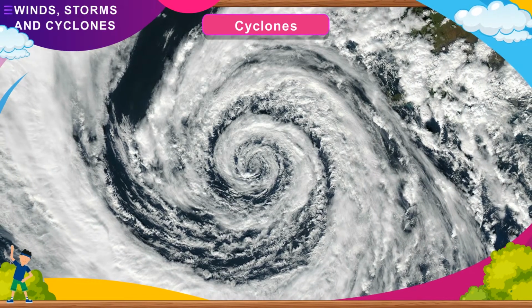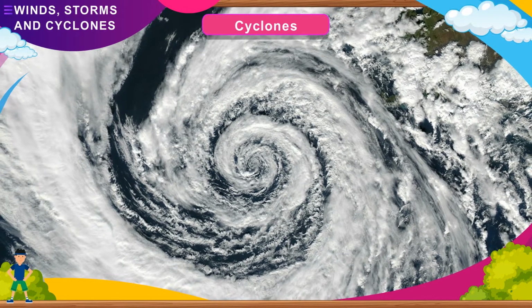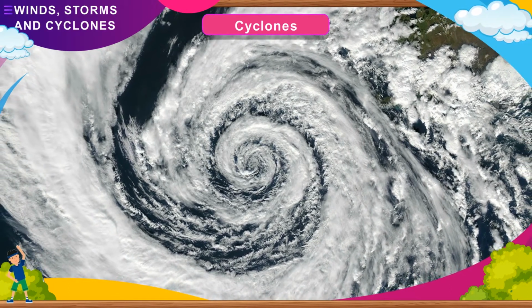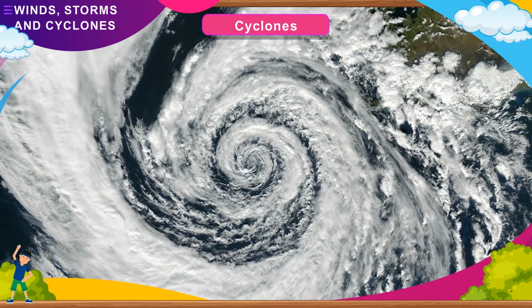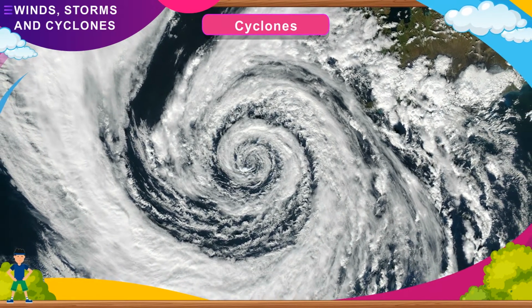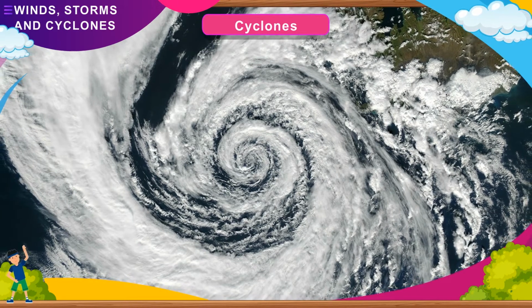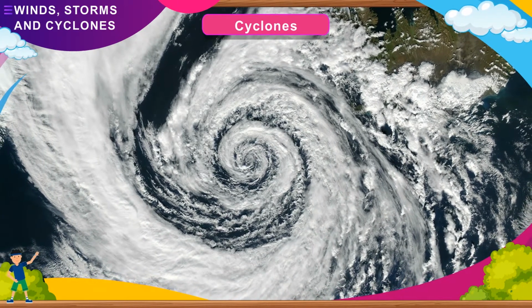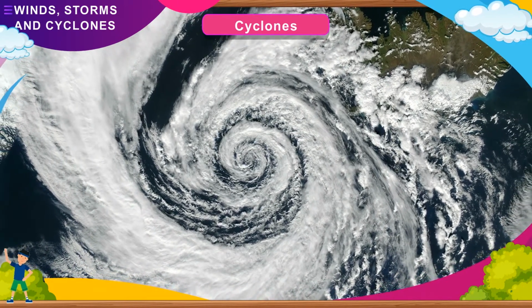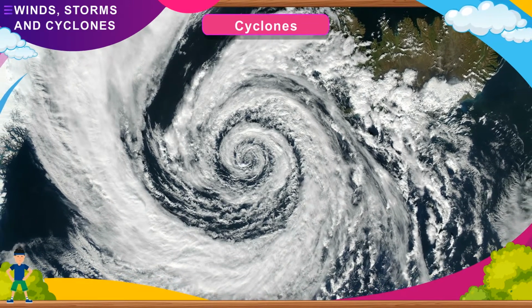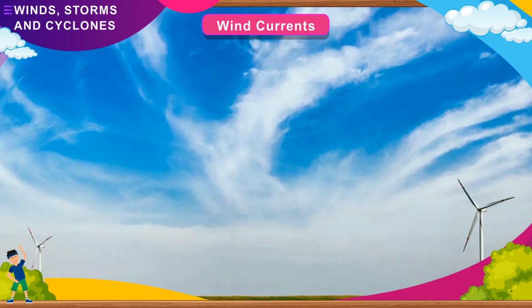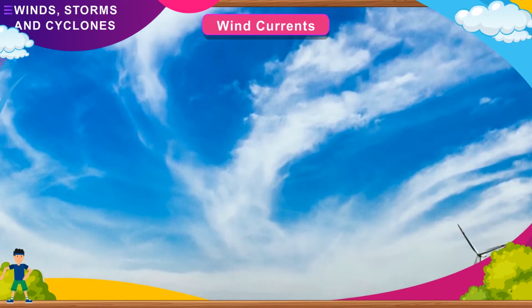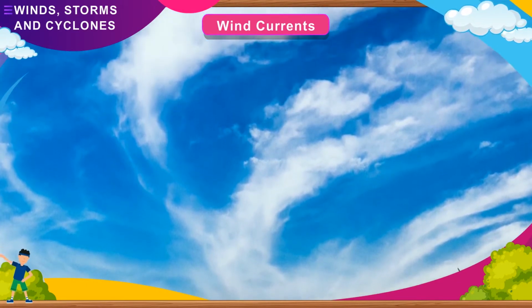cyclones. A hurricane is the name given to a cyclone in the western Atlantic and eastern Pacific. Typhoon is the name given to a cyclone in the western Pacific. The region where air pressure is high is called anticyclone, whereas the region where air pressure is low is called depression.